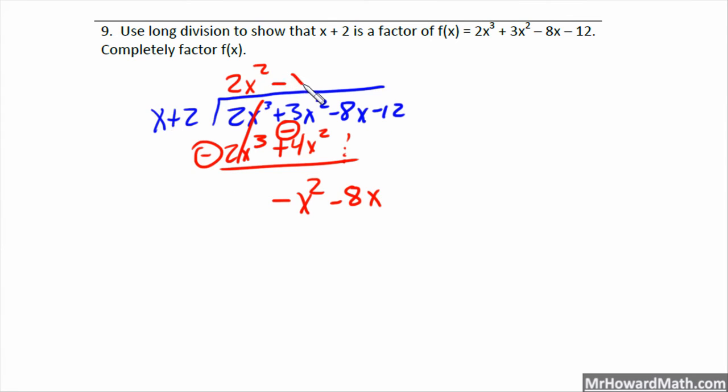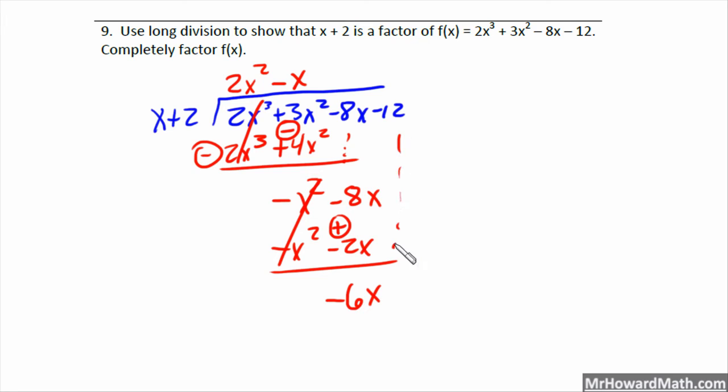That would be a minus x. So negative x squared there. 2 times negative x is negative 2x. Flip that to a plus. These would cancel. Negative 8x plus 2x, negative 6x. Bring down the next term, minus 12. Repeat the process.